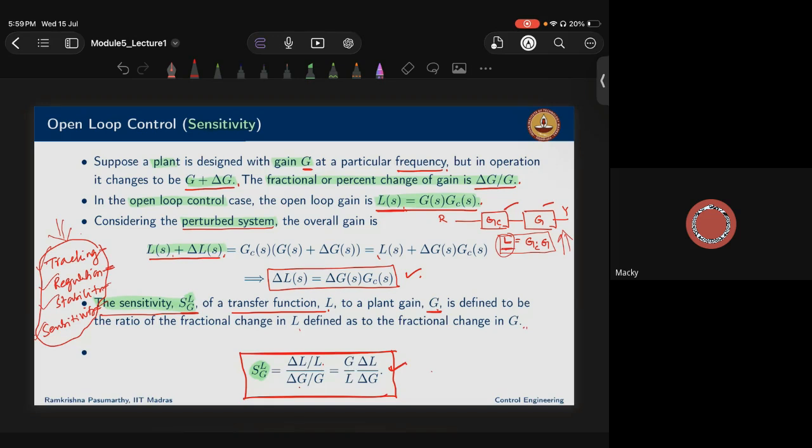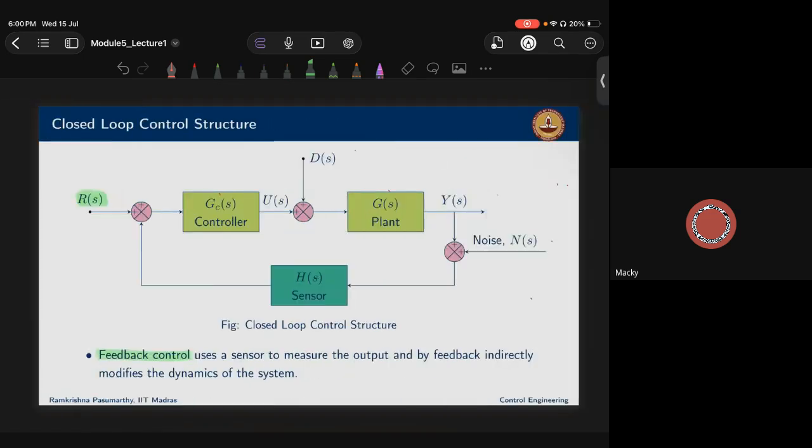So now you understand these four concepts: tracking, regulation, stability, and sensitivity. If you choose any control system problem, they majorly deal with these four concepts. Now we have seen these four concepts with respect to the open loop system. Now let us see the same aspects with respect to the closed loop system.